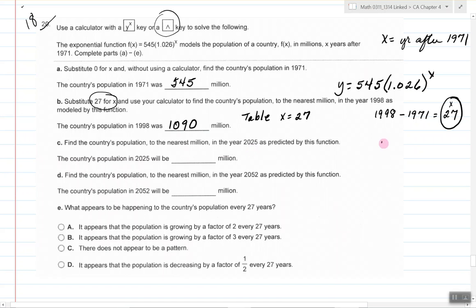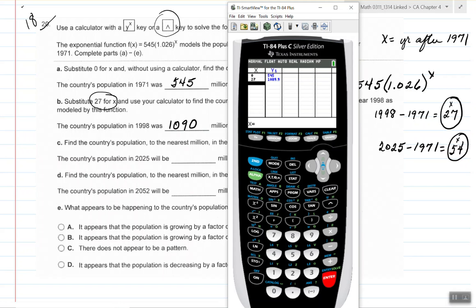So this one will be 2025 minus 1971, which is 54. X is 54 years since 1971. So I'll go back to my grapher, type in 54, enter.